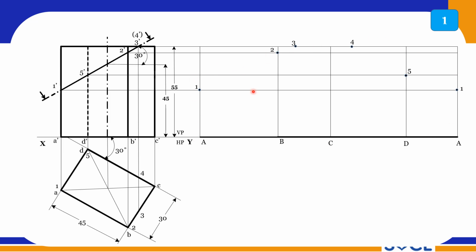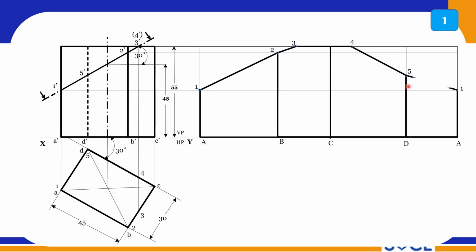So I have to draw thick lines. A to 1, right? 1 to 2, and B to 2 also thick line, and C is a complete thick line, and D to 5 thick line, and A to 1 thick line. Now 1 to 2 should be thick line, 2 to 3 also should be thick line, 3 to 4 should be thick line, and you have a fold here, and you continue up to 4. 4 to 5 should be thick line, and 5 to 1 should be thick line.